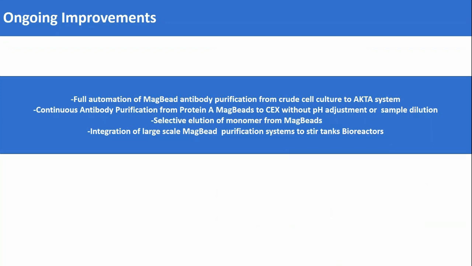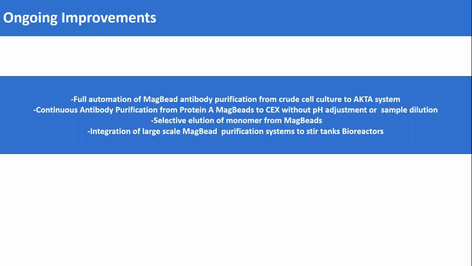so that we can interface it with the ACTA system in such a way that we can go directly from the crude cell culture to a pure protein after the cation exchange. So we are looking for continuous protein purification with magnetic beads through the polishing step on the ACTA system. And then after that, we have a simple process. But what we are also doing is developing specific buffers which will be able to interface magnetic bead purification with the cation exchange, and we have already developed a protocol for this. We do this without pH adjustment or sample dilution.